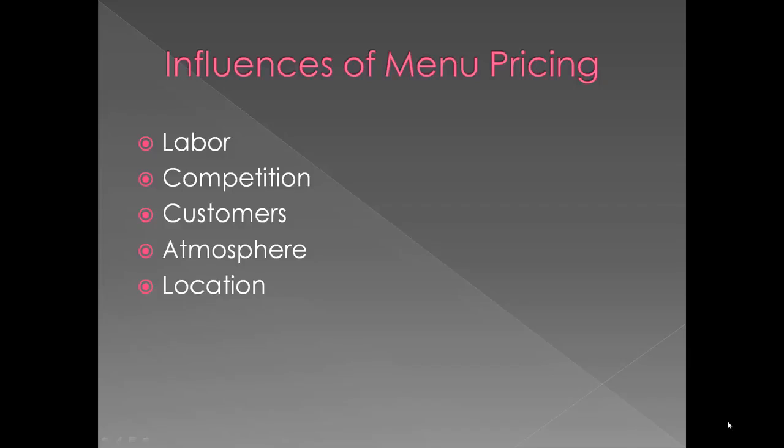Atmosphere. What is the atmosphere of your restaurant? If your restaurant is a real quick walk in, grab your food, get out, you're not going to be able to charge as much as you can for a nice sit down restaurant. So that would be atmosphere, and location is huge. Restaurants that are in busy cities, those people usually have more disposable income, which means they can afford some higher prices. If you're looking at a rural area and your restaurant's in a real small town, incomes are lower there, so people have less disposable income. So location is very important.